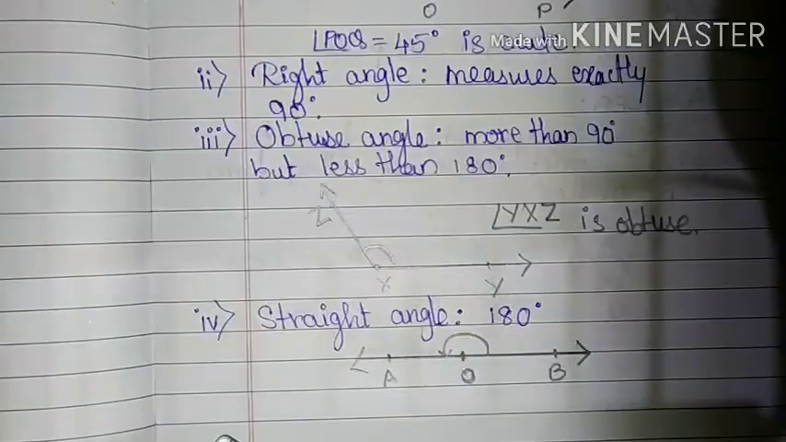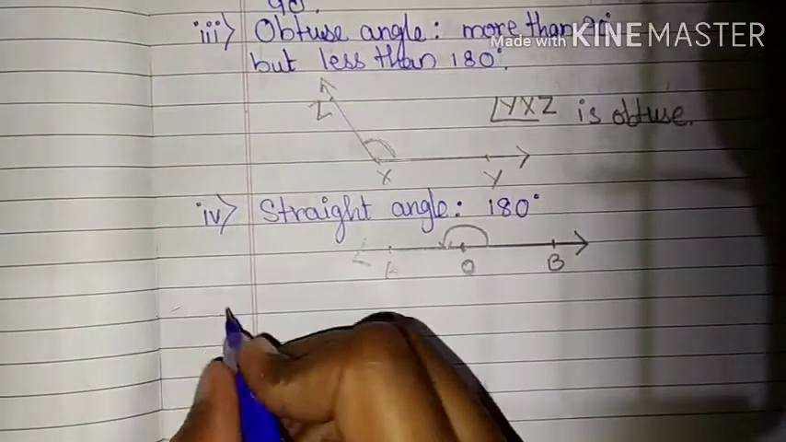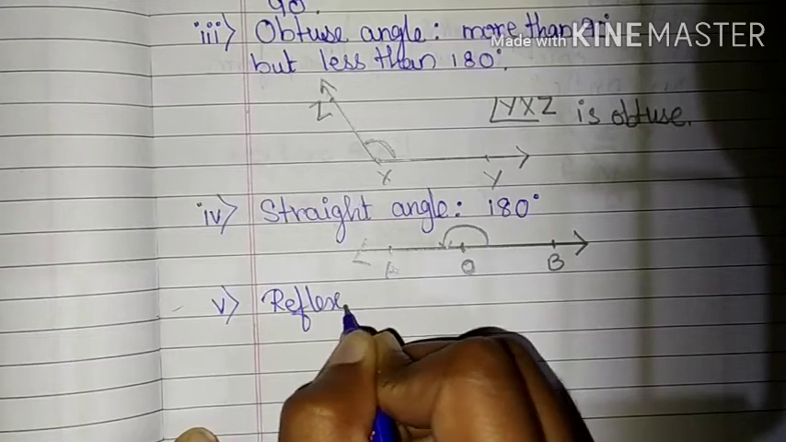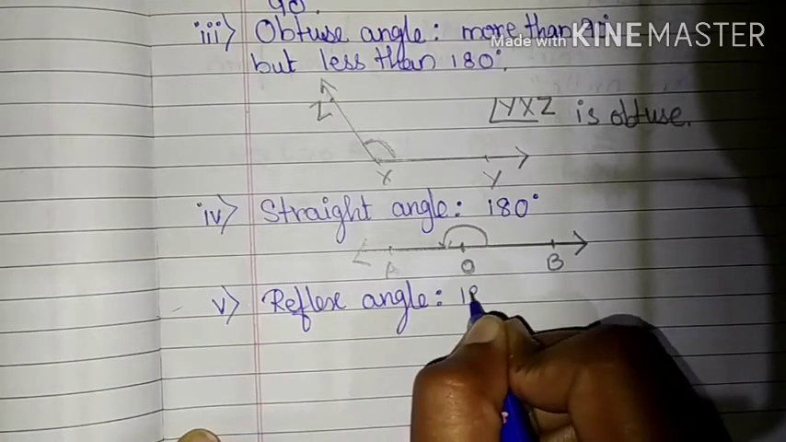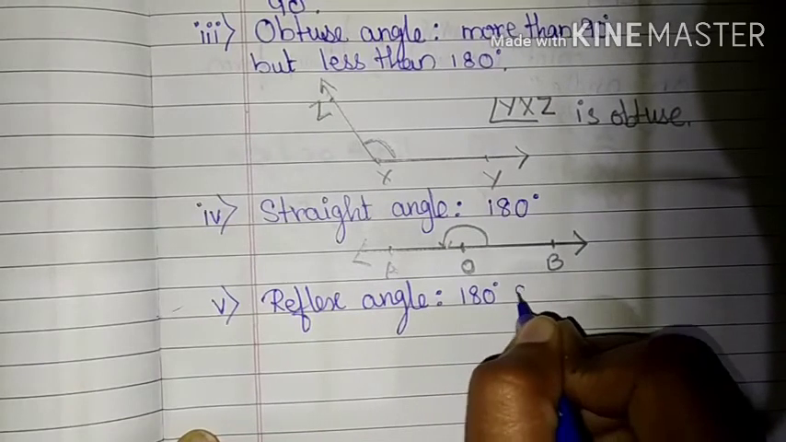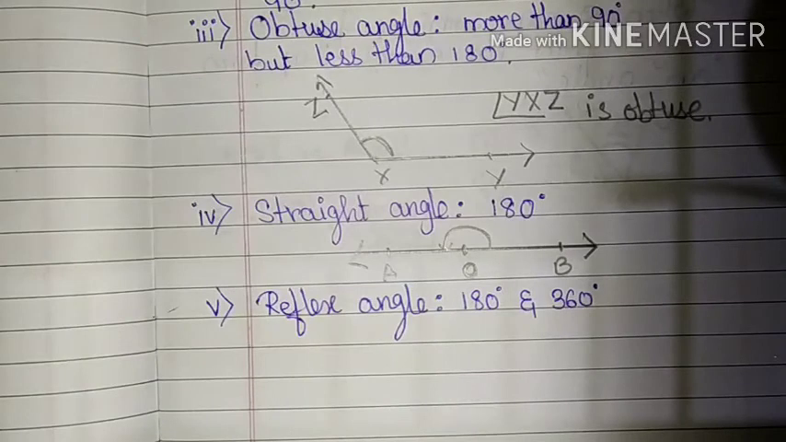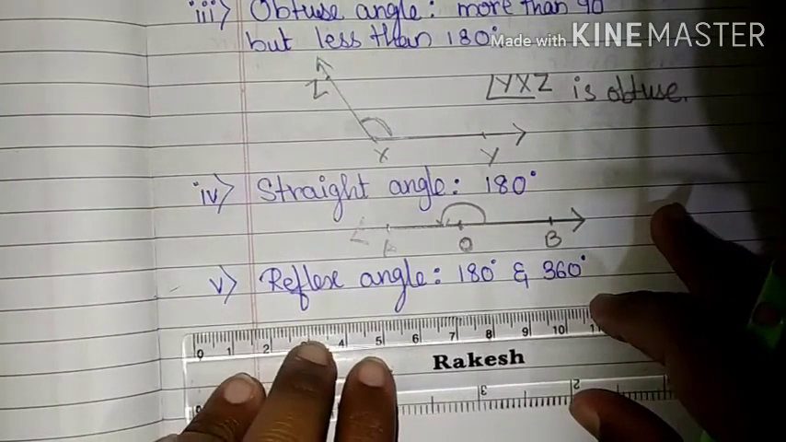And the last type of angle which we have based on the measurement is a reflex angle. The fifth type of angle is reflex angle. It always lies between 180 degrees and 360 degrees. A reflex angle is an angle which measures more than 180 degrees but less than 360 degrees. A 360 degrees angle we call a complete angle.